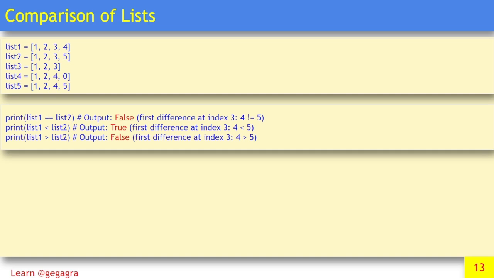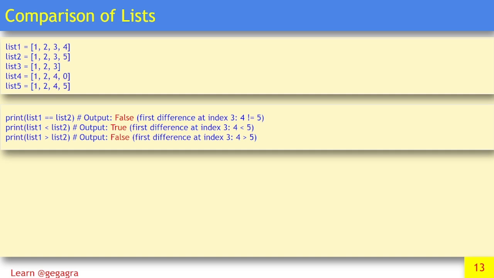List 1 is less than list 2. Up till index number 2 all the elements are equal, but index number 3 has different elements, and the element of list 1 is less than the element of list 2. So 4 is less than 5 on index number 3. This gives the difference, and list 1 is less than list 2 because 4 is less than 5. That is why it will return true.